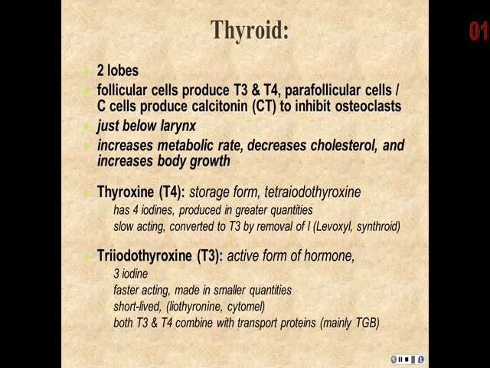T4 is found in higher quantities and T3 in lower quantities. Both T3 and T4 combine with transport proteins, mainly TBG. Although it is most common to replace T4 only, there is some evidence for using a combination of both T3 and T4 in recent studies.